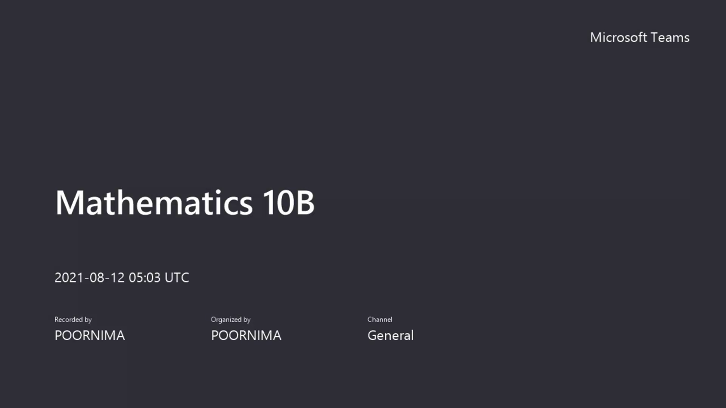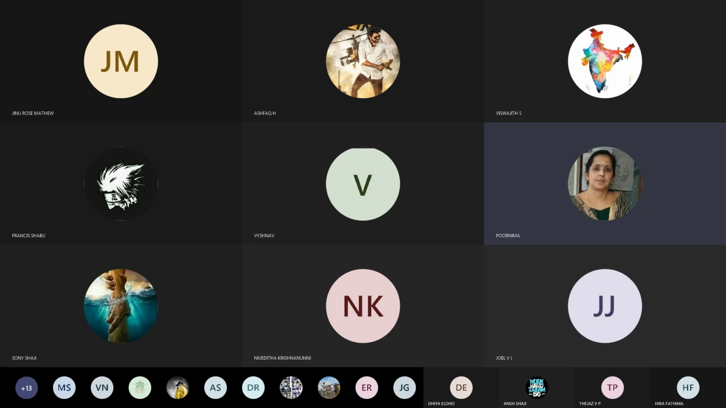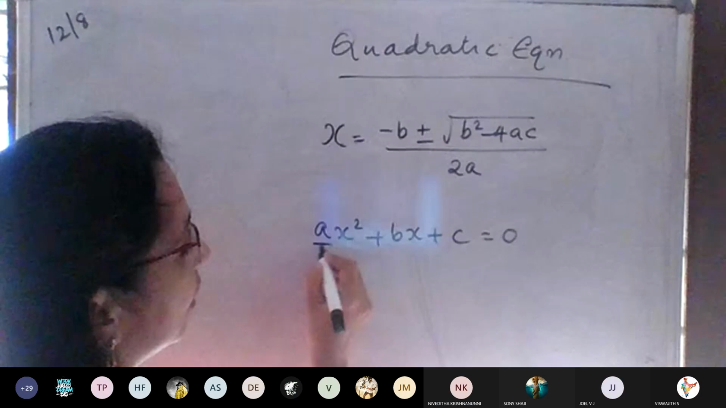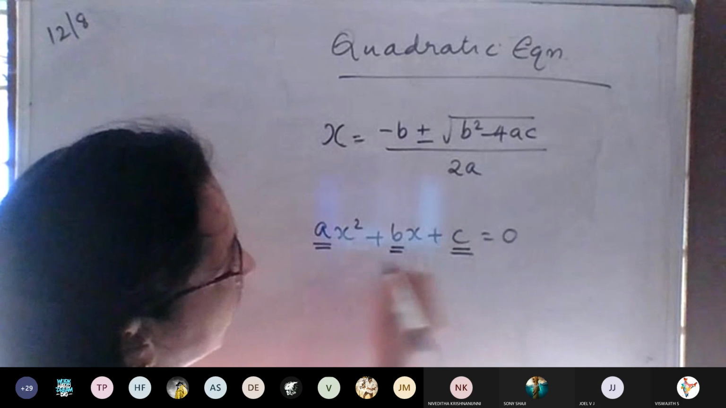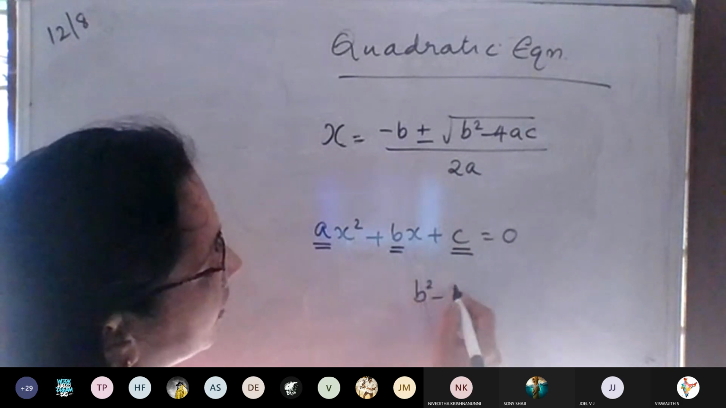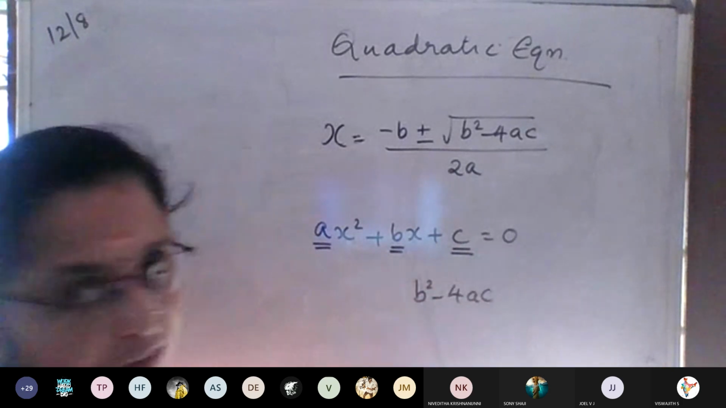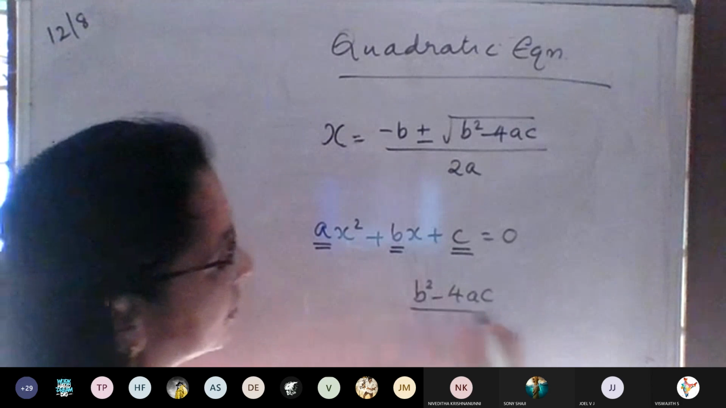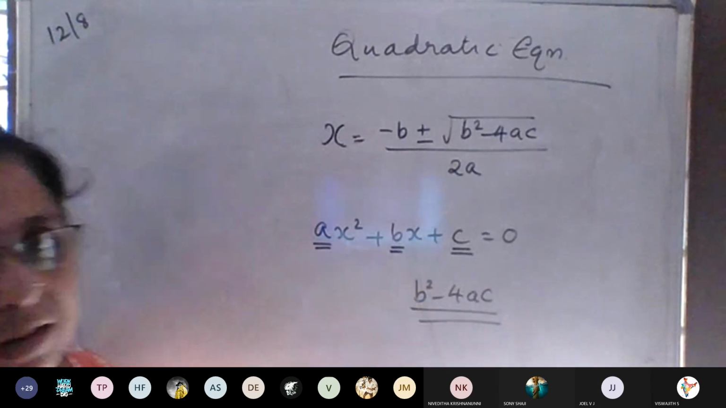ax square plus bx plus c is equal to 0. A is the coefficient of x square, b is the coefficient of x, c is the constant term. Then b square minus 4ac is known as the discriminant.